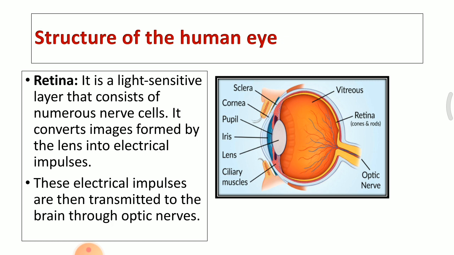It is a light sensitive layer. It consists of numerous nerve cells. And here the image is converted into electrical signals. These electrical signals are transmitted to the brain through the optic nerve. So where is the image formed? The image is formed on the retina. Here the image is converted into electrical signals and these are transmitted to the brain through the optic nerve.